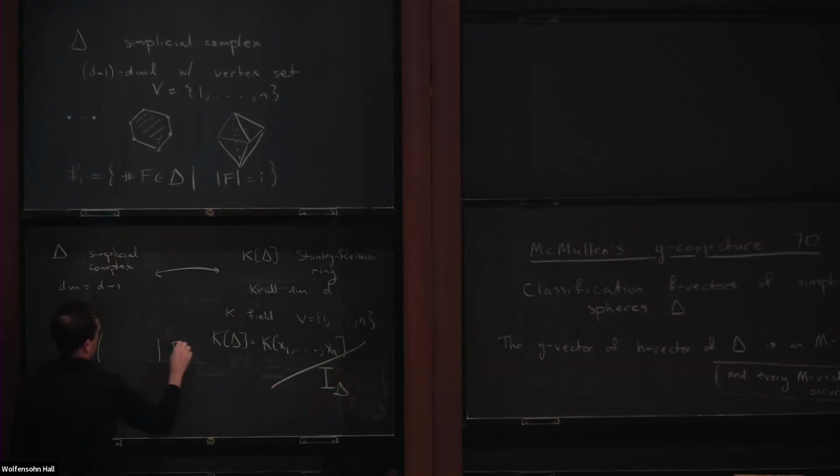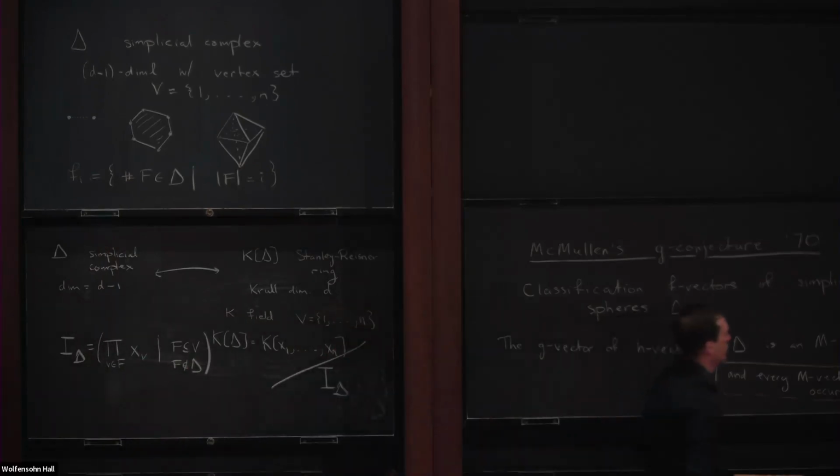So I take a subset of V which is not a face of the simplicial complex, and that will give me a square-free monomial. I take the product of all vertices of F, x to the V. So it's easiest just to see this in action in an example.